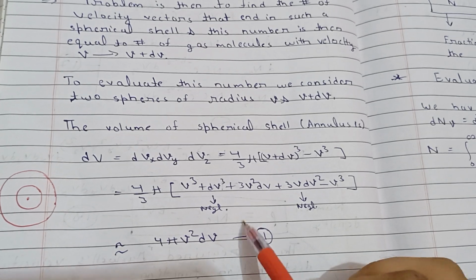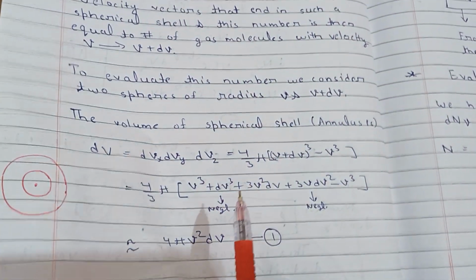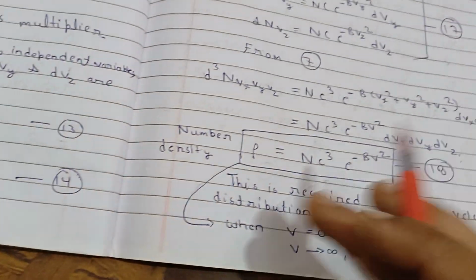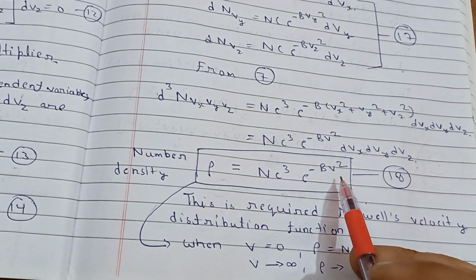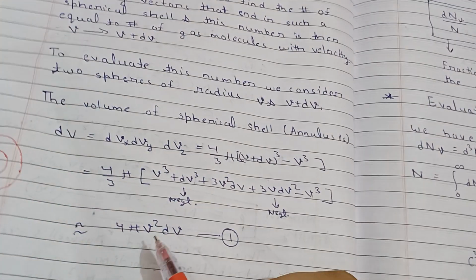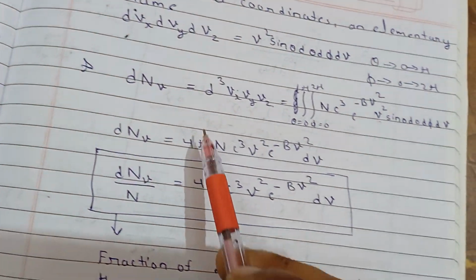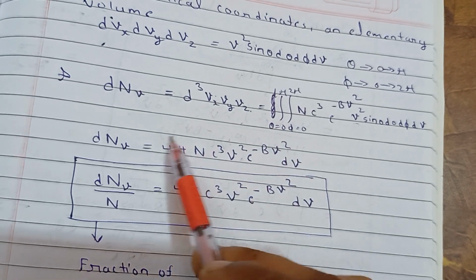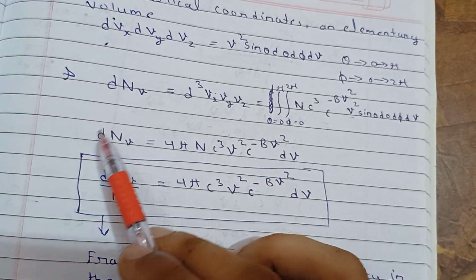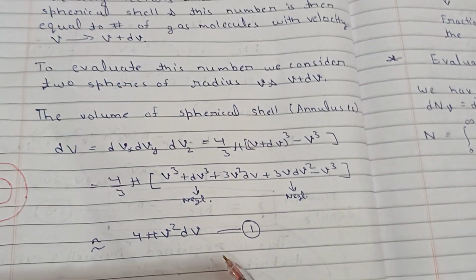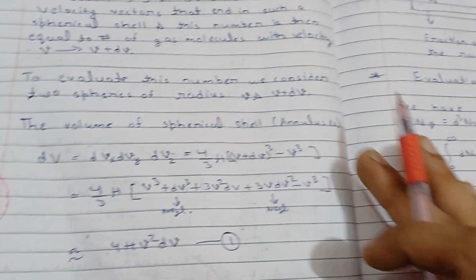If you multiply this with the density, this will give you the total number of particles. So multiply this with the density, n c cubed exponential minus b v squared. When you multiply this, you will get this result. This is your total number of particles. Either you can find this using the Cartesian symmetry, but you can also use the spherical symmetry.